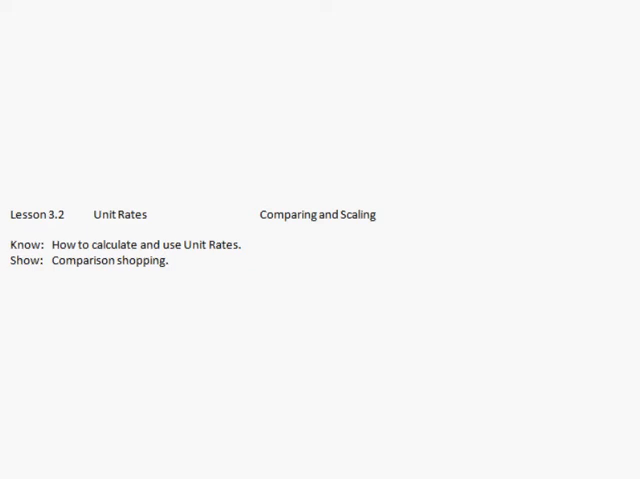Okay, this is lesson 3.2, still in comparing and scaling. This time we're talking about something called a unit rate. So we're going to learn how to calculate and use unit rates by comparison shopping, which is a skill that everyone needs to learn to be somewhat successful in life. So let's take a look.